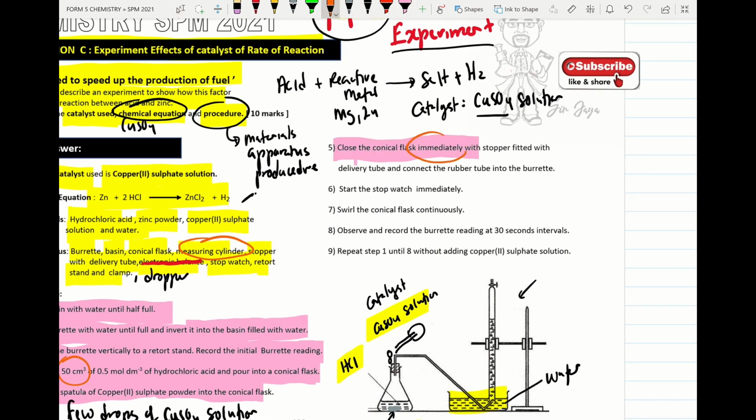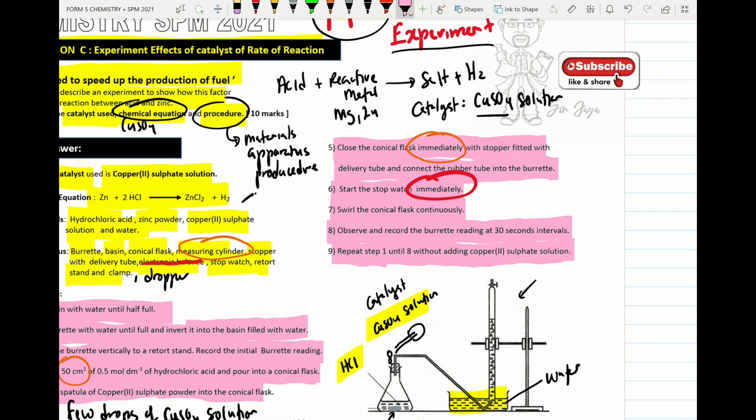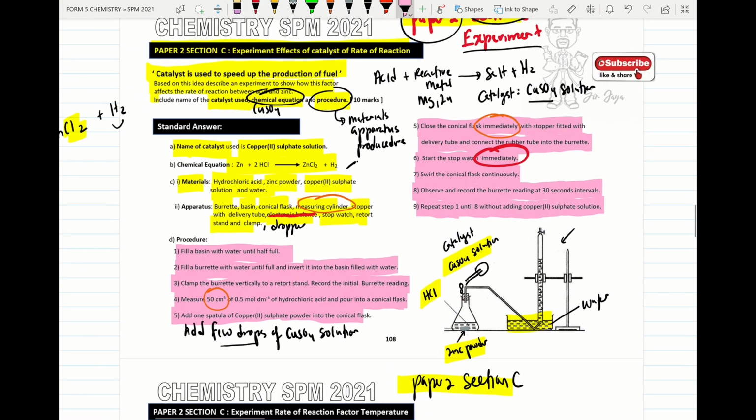Next, close the conical flask immediately. Students must put the word immediately. Close it with the stopper fitted with the delivery tube connected by rubber tube to the burette, and students must start the stopwatch immediately. This word is very important. Swirl the conical flask continuously. Observe and record the burette reading at every interval of 30 seconds. Repeat step 1 until step 8 without adding copper(II) sulfate solution. These are the answers that students should give.